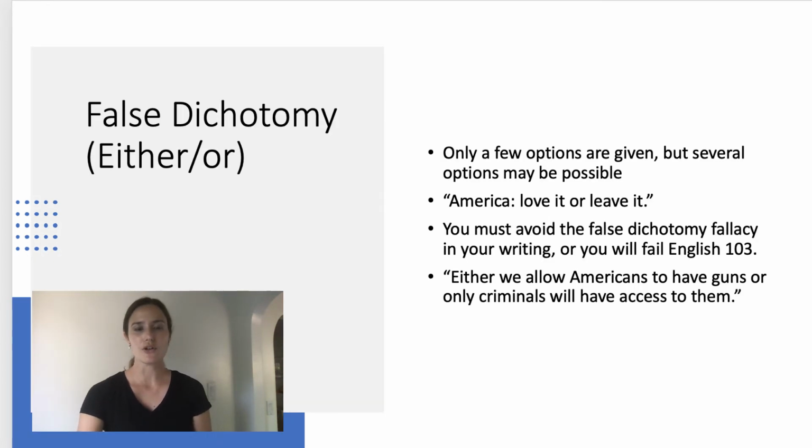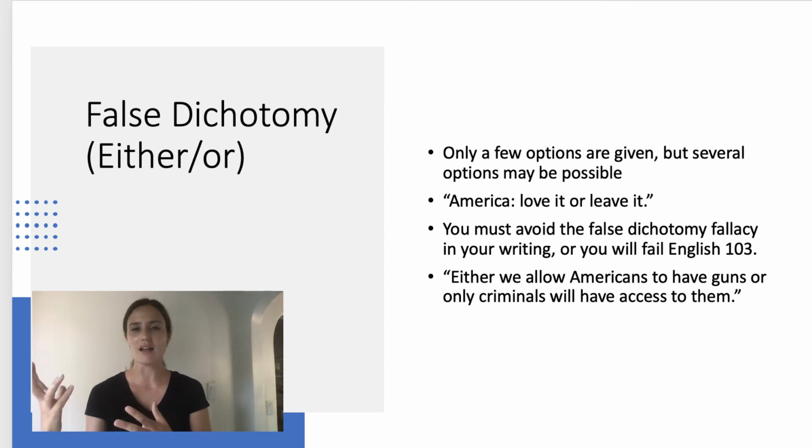Let's talk about the first one, the false dichotomy or either-or fallacy. You might have also heard of this as the false choice fallacy. So this is where only two options or a few options are given, but it's possible that there are several different options. If there really are only two options, then it might not be a fallacy. But typically, life is much more complicated. There is more than one option. And also, if the person oversimplifies the two options, that can be the false dichotomy or either-or fallacy.